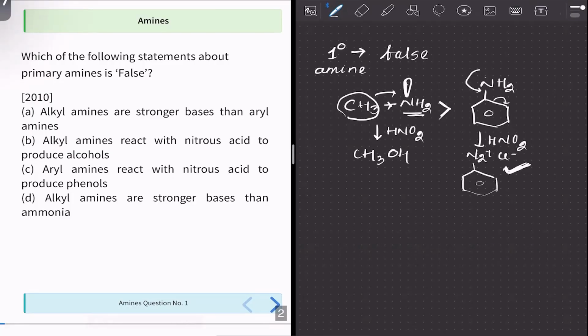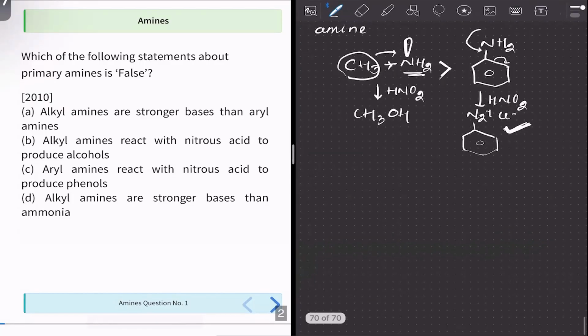Let's see option D also. Alkylamines are stronger bases than ammonia. Yes, ammonia doesn't have any plus I effect giving groups, but alkyl amines have a plus I effect group that increases the electron cloud on nitrogen. So option D is also correct. Option C is the false statement. So option C is the answer.